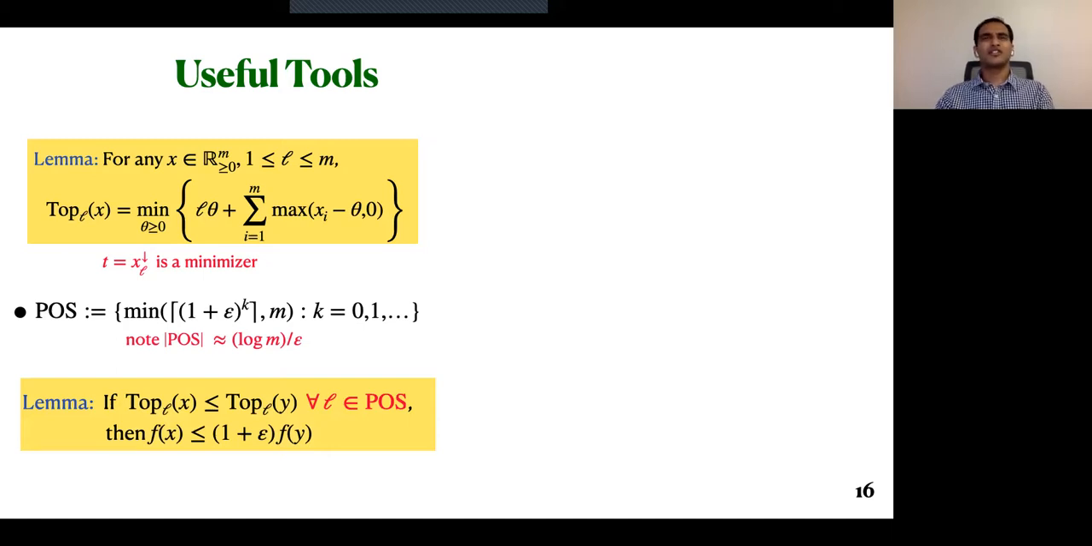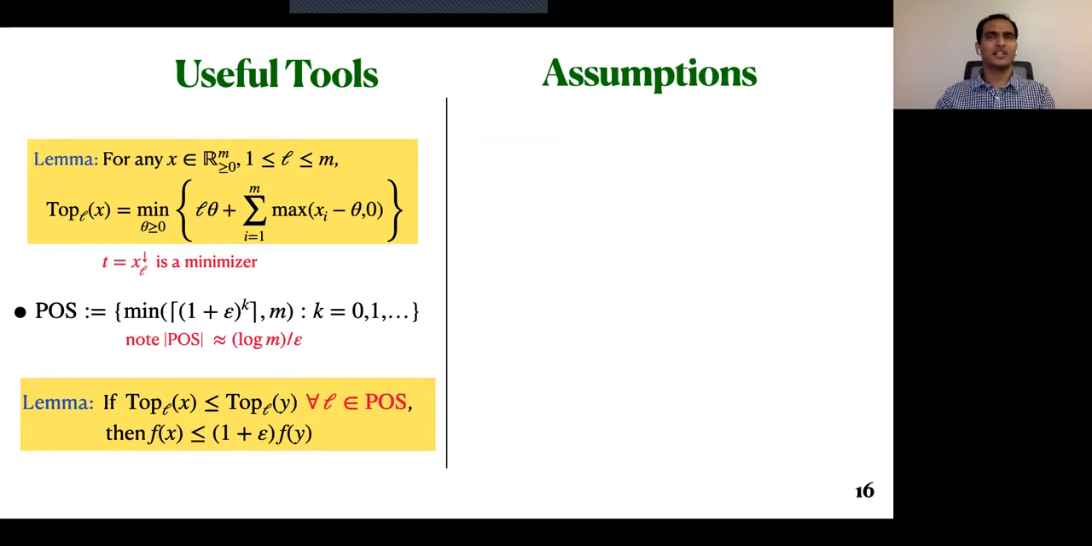An easy simplification of the majorization inequality is that it suffices to only work with L's that are in pos. This can only hurt our approximation quality by a 1 plus epsilon factor. To simplify the exposition of our algorithm, I'll make some additional assumptions.